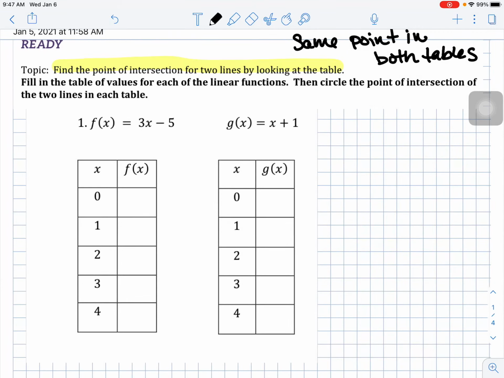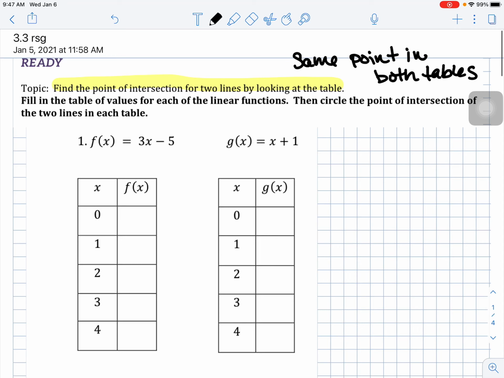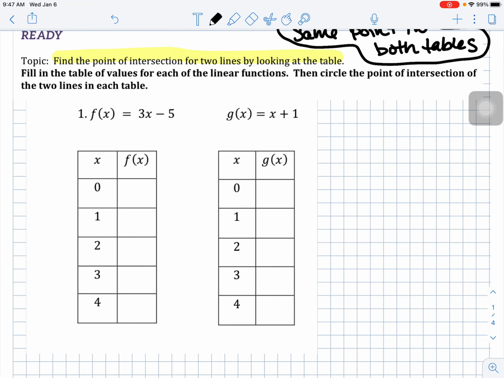This is the module 3.3 RSG. So I'm going to go over the examples that are on the formative. The first section of problems asks you to find the point of intersection for two lines looking at the table. And what that means is which point is the same point in both tables. So in order to do that, we have to fill in the table and then look at both tables and find out where they have the same matching point.